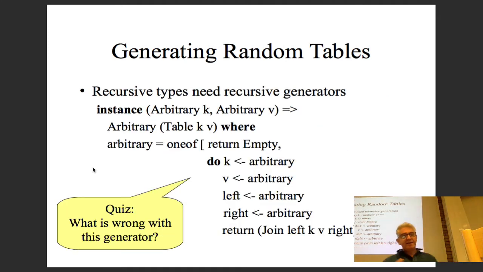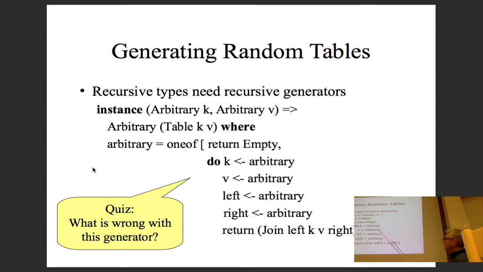Okay, so here is the first attempt at giving the definition of arbitrary. So what's wrong with this generator? Now, this is really testing your memory of the lecture on expressions when we looked at generating random expressions. It went horribly wrong when we tried to do it this way. Does anybody remember what went wrong? Yeah, it kind of grows out of control.